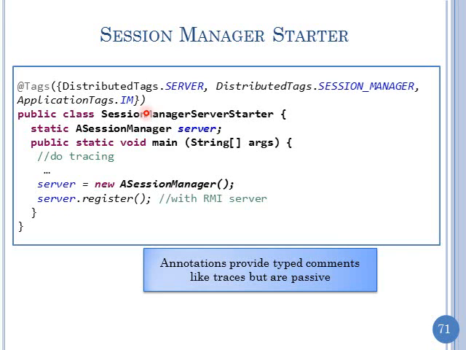So annotations provide typed comments like traces, but are passive. Traces actually generate output, these don't generate output. But both traces and this provide you with information. And other than that, when you run this program, you create an instance of this generic session manager. That's the goal of this program.